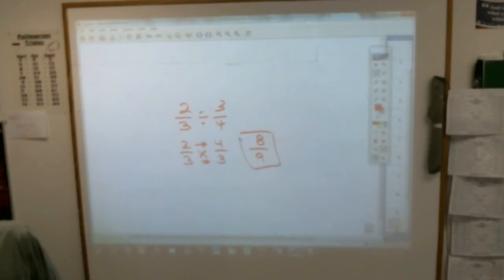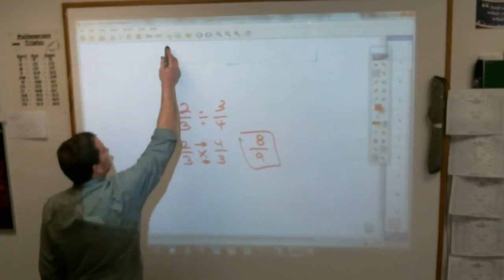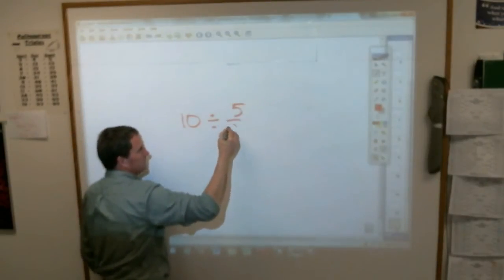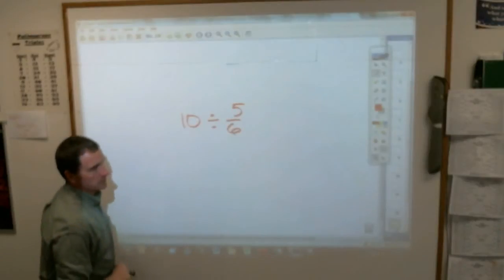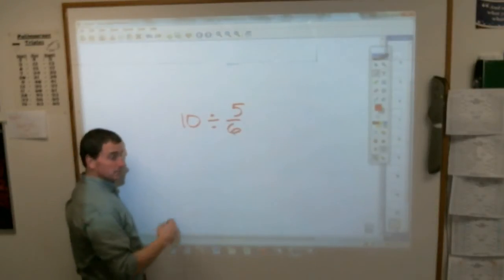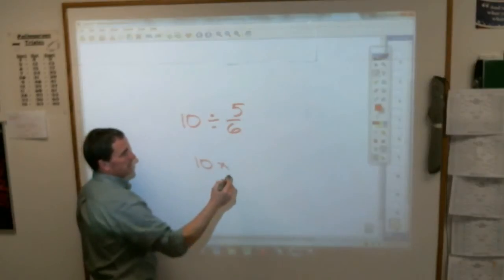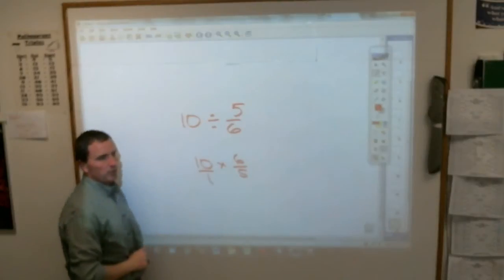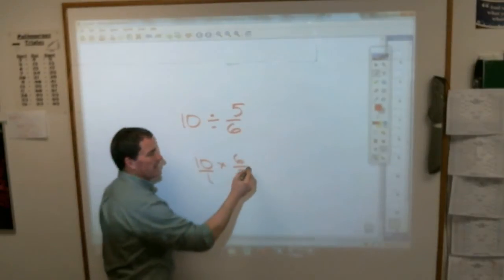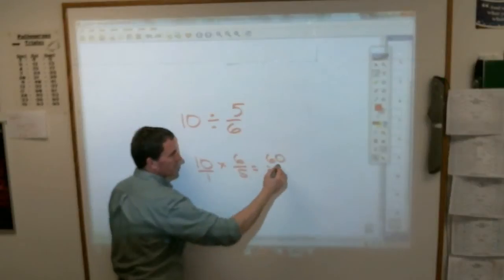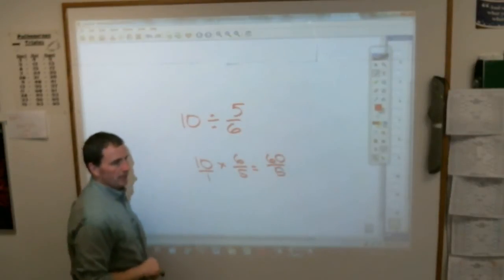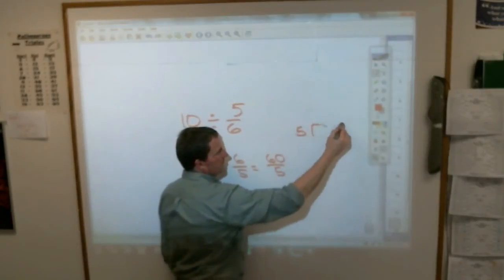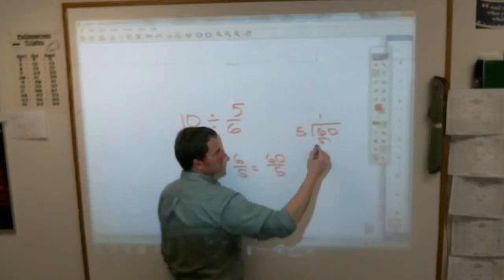How about this one? 10 divided by 5/6. Okay, what's that going to change to, Jack? 10 times 5/6. No, 10 times 6/5. Yes. And you make 10 a fraction by putting it over 1. Multiply it out, you get 60/5. And then you have to change, you can't leave them as improper, so you're going to have to do the division. How many times does 5 go into 60? Looks like 12.